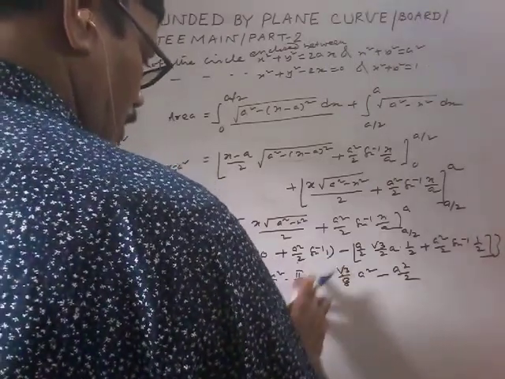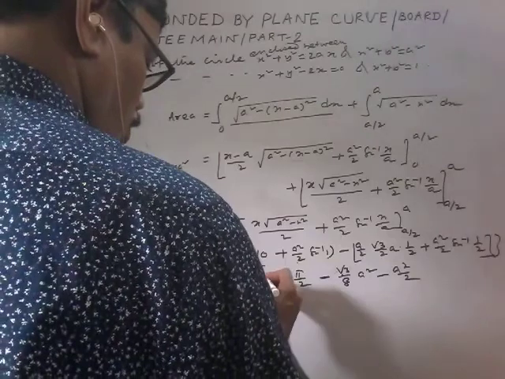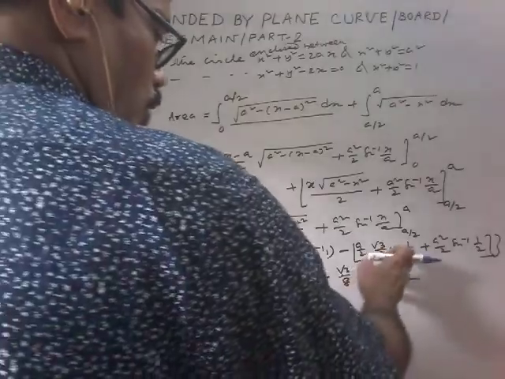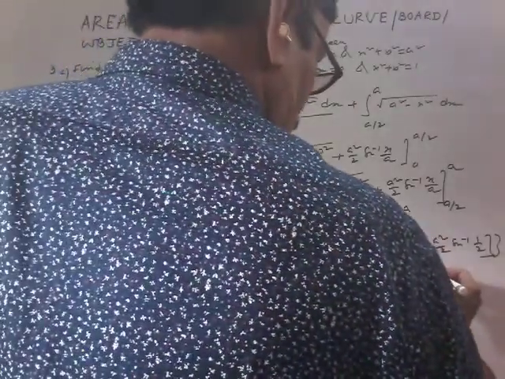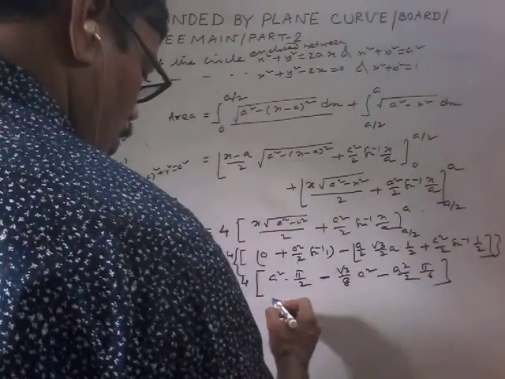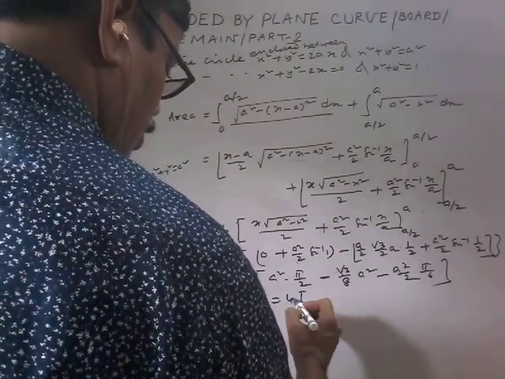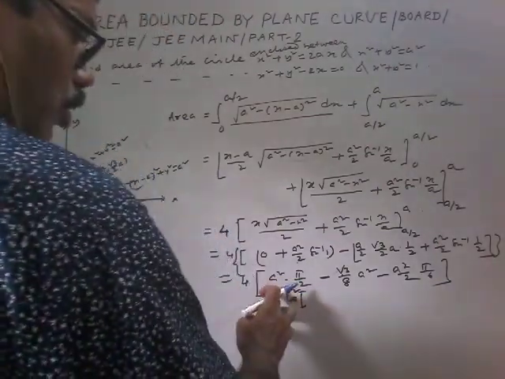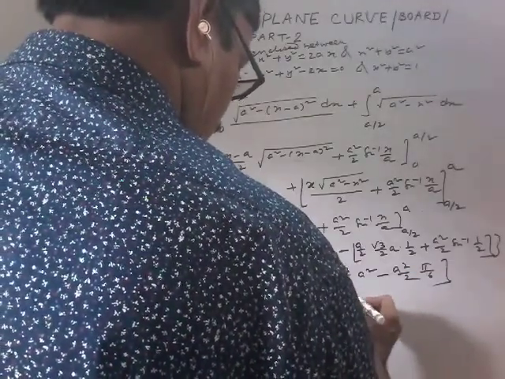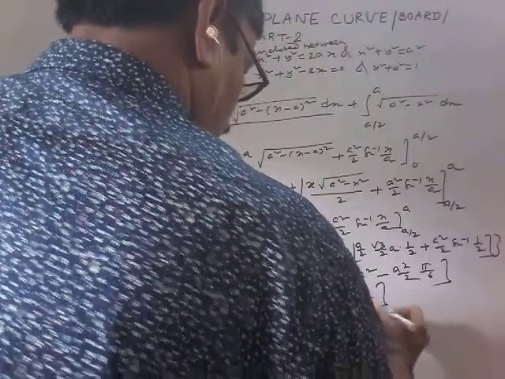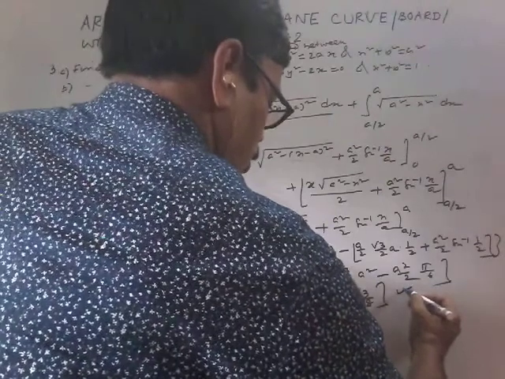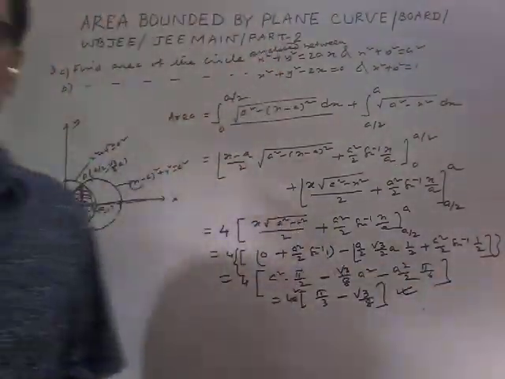So you write a square into pi by 2, 4 unchanged. 4 is multiplied throughout. So a square by 2 into pi by 2, root 3 by 8, and this is a square by 2, this is pi by 6. So the final answer is 4a square common, pi by 2 minus pi by 6, this is pi by 3, minus root 3 by 8. So this is square units, this is our area.